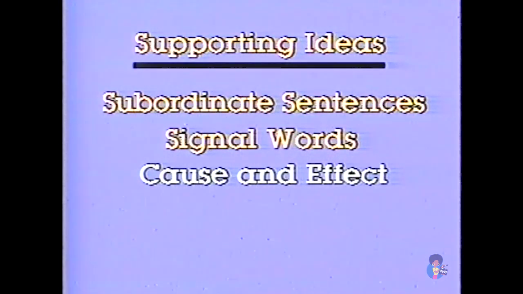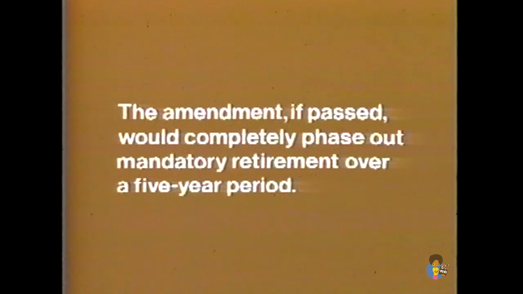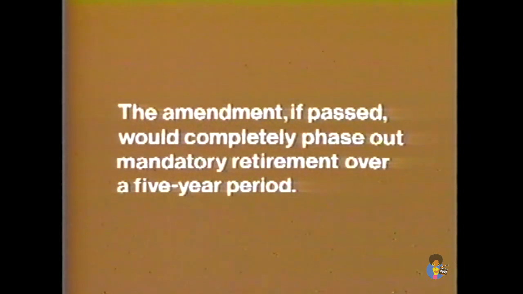There's a relationship between the ideas of cause and effect. You find cause and effect in reading all the time if you look for it. In single sentences, for example. The amendment, if passed, would completely phase out mandatory retirement over a 5-year period. Okay, what would be the effect if the amendment were passed? Right, the end of mandatory retirement. And what's the cause of the end of mandatory retirement? The amendment. Regardless of how you organize the words, the two ideas are related.